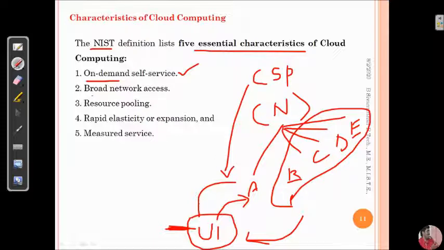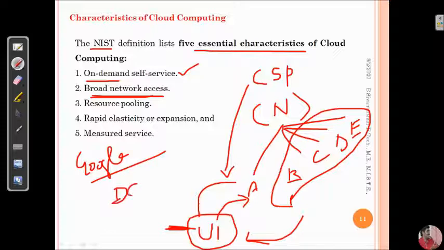What is the second one? The second one is broad network access. Say for an example, the Google data center, the DC, which means the data center, is located in all corners of the world, which is one of the important characteristics of cloud computing.